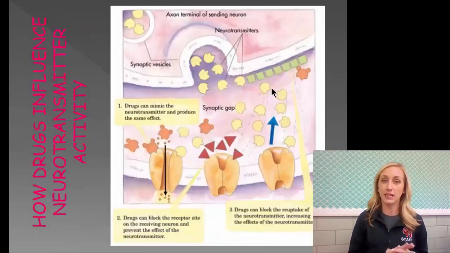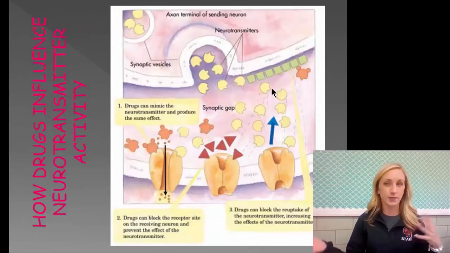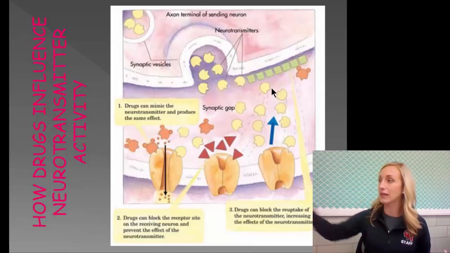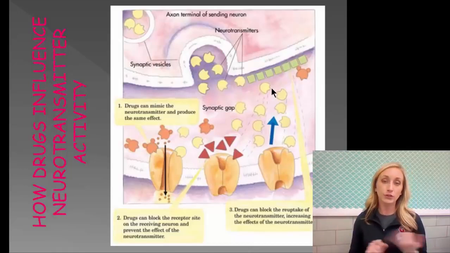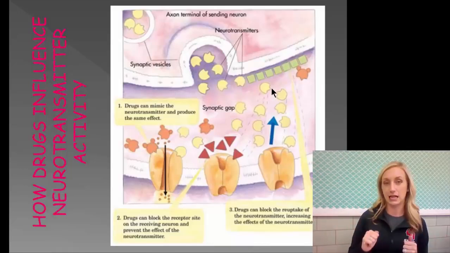So it's kind of complicated with this neurotransmitter activity and reuptake and agonist and antagonist. Please rewind if you need to. Clarify it in your brain so that you can say out loud to someone what a neurotransmitter does and what an agonist and antagonist does.